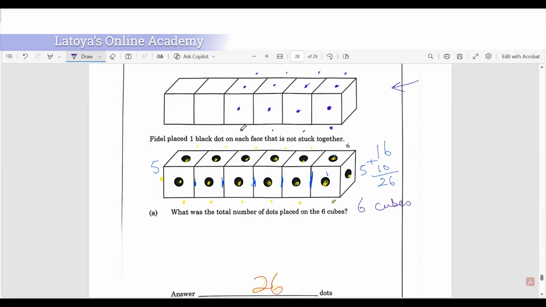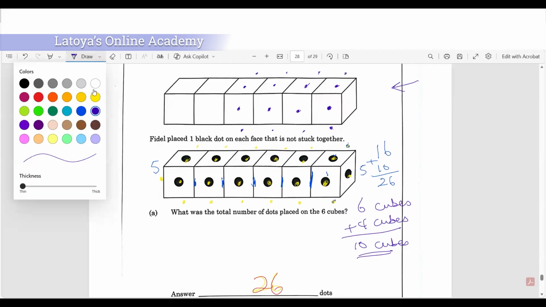Remember, we can't cross 45: 43, 44, 45. So no, we have to hold it there. We cannot pass 45. So we have 6 cubes already. How many more cubes should we add to get less than 45? 1, 2, 3, 4. 4 more. So that means the total number of cubes that will get us less than 45 dots is going to be 10.